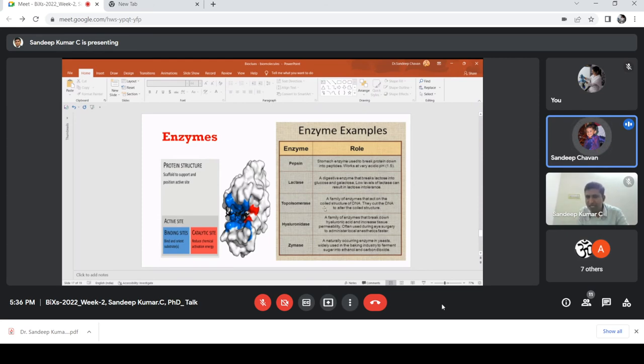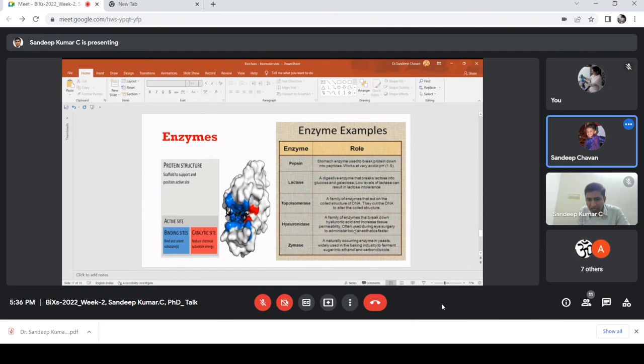Then we have another enzyme, topoisomerase, a family of enzymes that can act on the coiled coil. The DNA is totally coiled inside the cell. So when we want to carry out transcription or replication, we have to remove this coiling to make it a normal form. At that time we have this particular enzyme, topoisomerase.